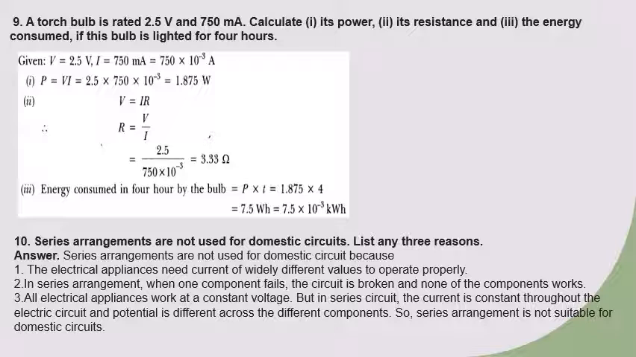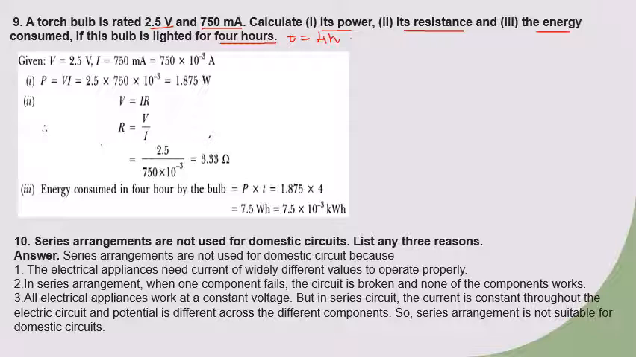Next question. A torch bulb is rated 2.5 volt and 750 milliampere. Calculate its power, its resistance, and the energy consumed by this bulb if this bulb is lighted for 4 hours. The time is given, 4 hours, right? So let's find out. First we have to find out the power.